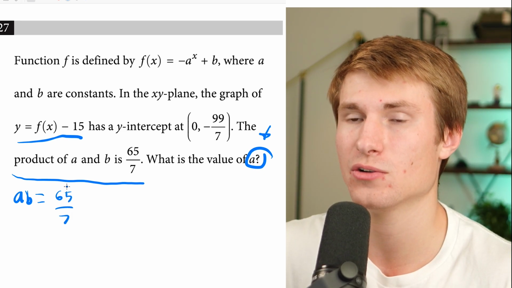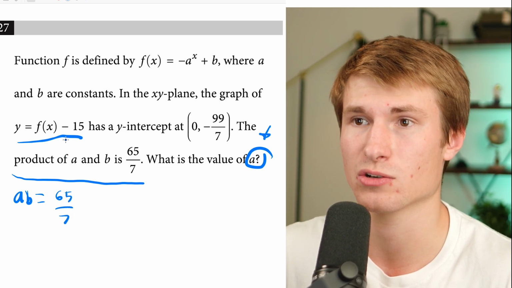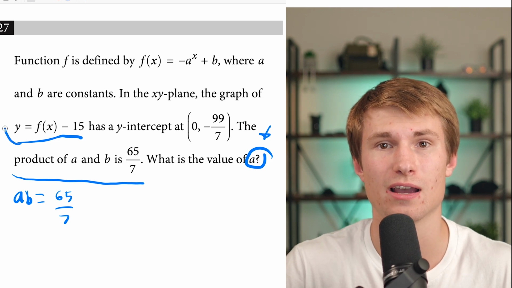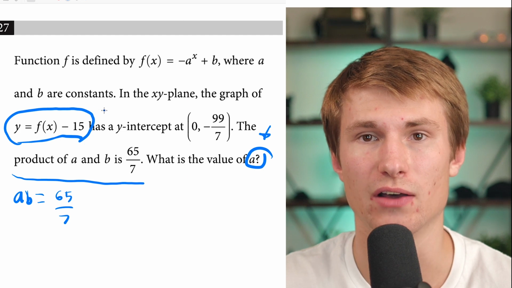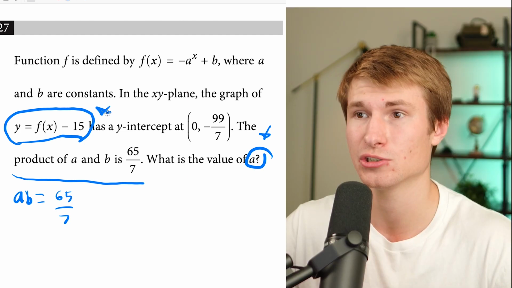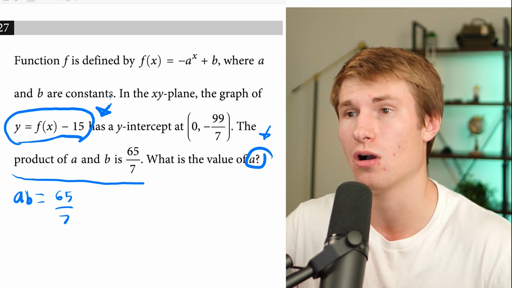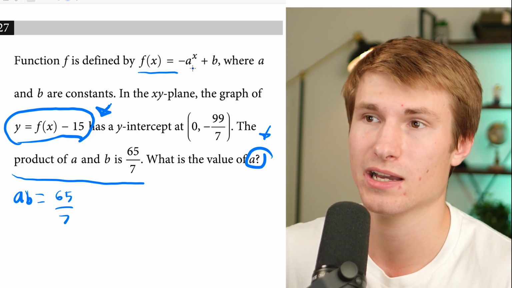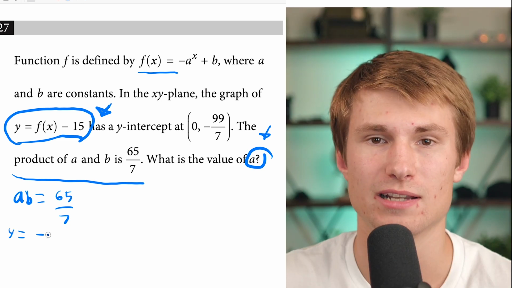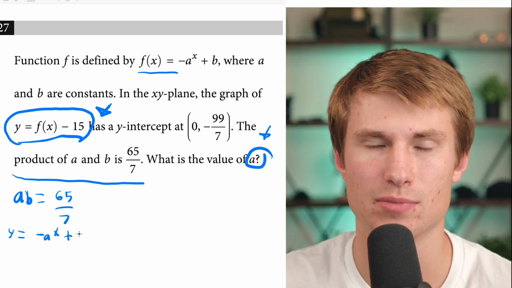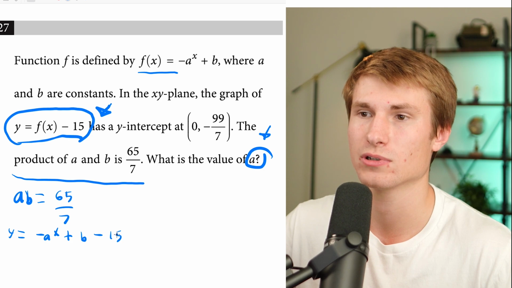Now, the main thing you need to watch out for in order to avoid getting stuck on this question or getting it wrong is the fact that we have y is equal to f of x minus 15. If you ever have a transformation like this on the SAT, you really need to pay attention to it, because if you don't, you're probably going to end up getting it wrong. So in this case, we have f of x is equal to negative a to the power of x plus b. Well, we know that y then must equal negative a to the power of x plus b minus 15. Okay, and that's a really important distinction.